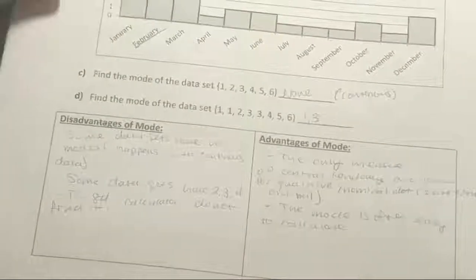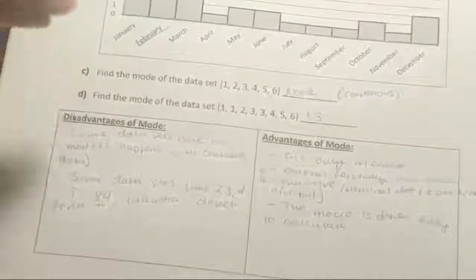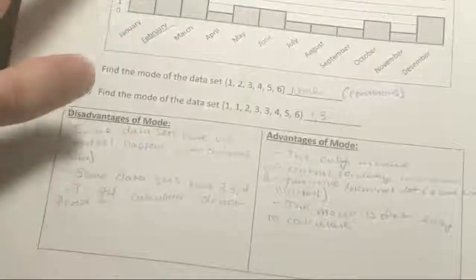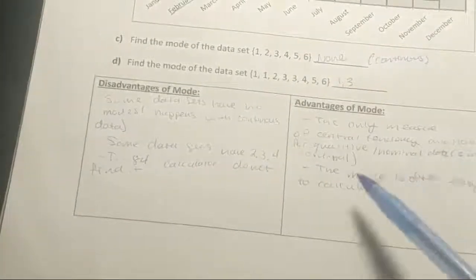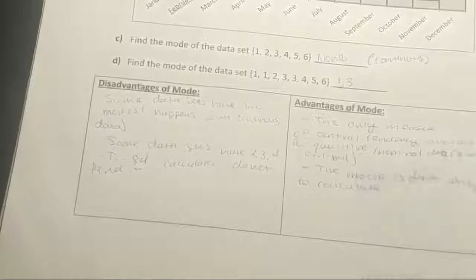So the advantages of mode, it is the only measure of central tendency for qualitative nominal data. Sometimes it can be used for ordinal, but we haven't gotten there yet, so we're going to leave that note unchecked. And then the mode is often easy to calculate. So easy to find. You just have to know that it's the most frequent.